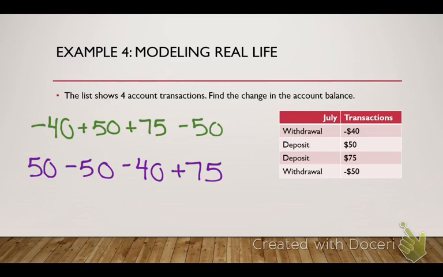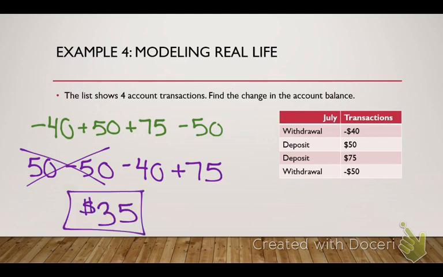Okay, we just keep the sign. Now, I think you said plus negative 50. That would be fine too. Just make sure you put it in parentheses. Okay, my 50s cancel. And now what's negative 40 plus 75? Just tell me, what is it going to be? 35. Okay, so what if my beginning balance was $50? How much money do I have now? $85. Okay, so it's added to whatever my balance was before.